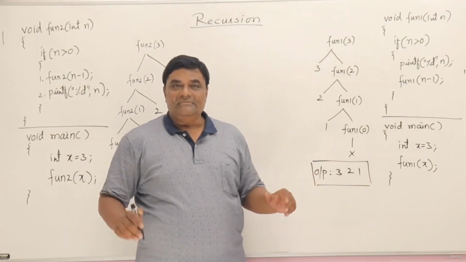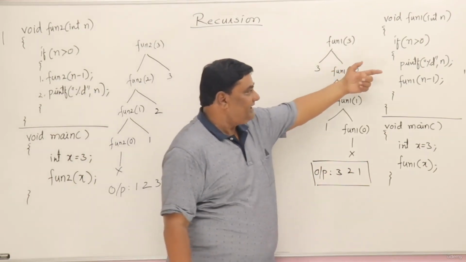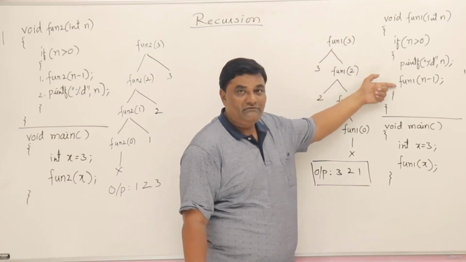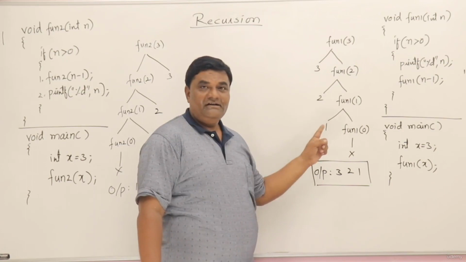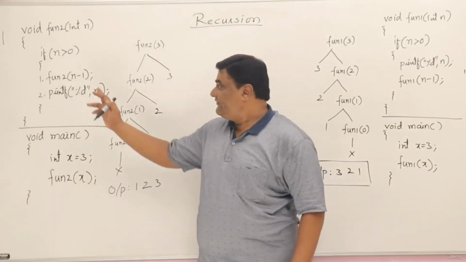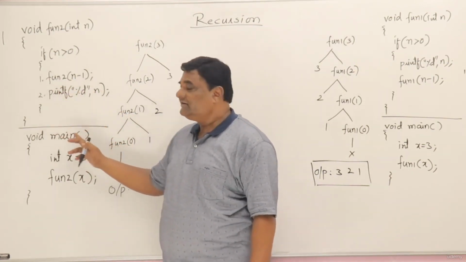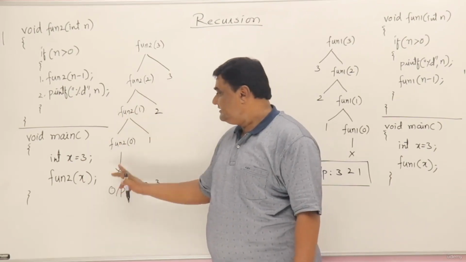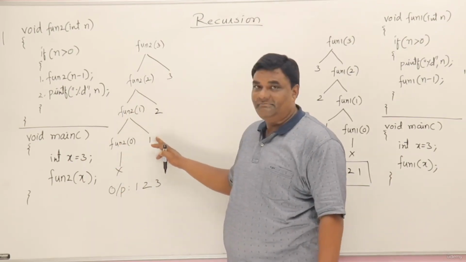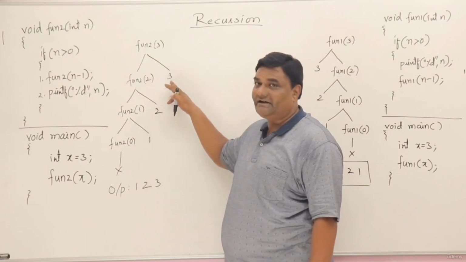Now let us compare them. In this function, first the printing was done and then the recursive call was made. Print and then call. Print and then call. Print and then call. But here, first the call is made, then printing is done. So first call, then call, then call, then call. So again now return back. Print, return, print, return, print.